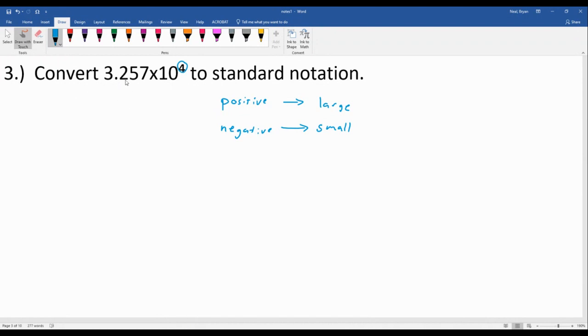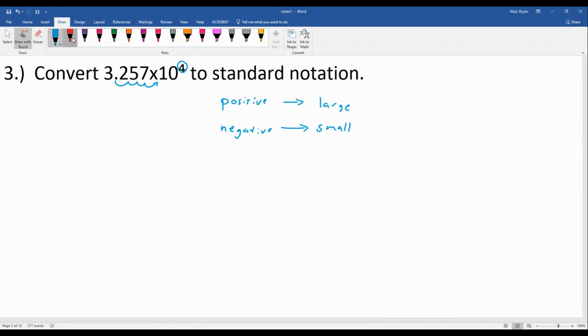In this case, because it's positive, we'll want to make sure we're moving this way. So it turns into 32, 325, and so on. And that does indeed make the number larger. All right, so move 4 times: 1, 2, 3, 4.